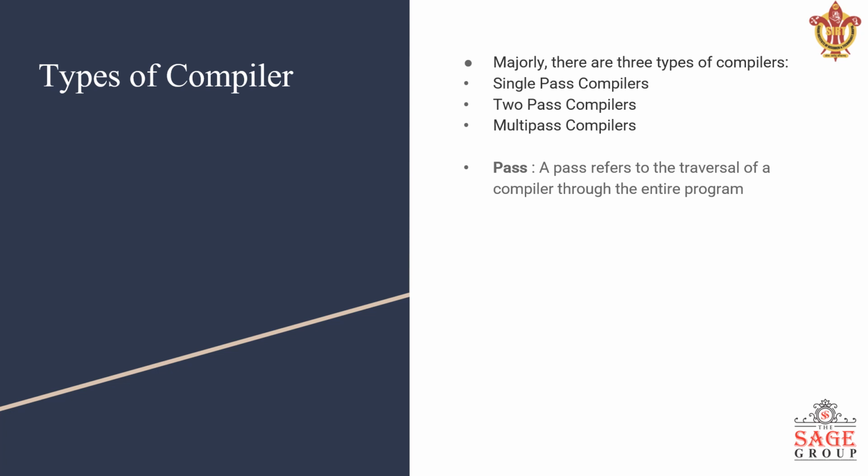Now, what exactly is a pass? Pass basically refers to the traversal of the compiler through the entire program. It is how many times the compiler is required to traverse the entire program to translate the high level language into the low level language.